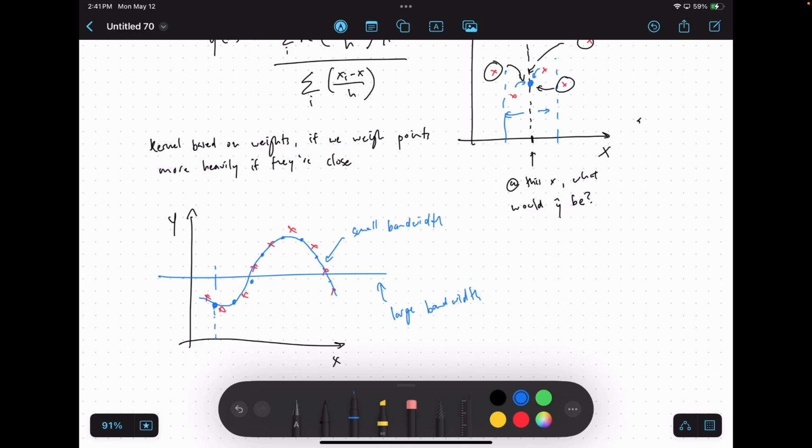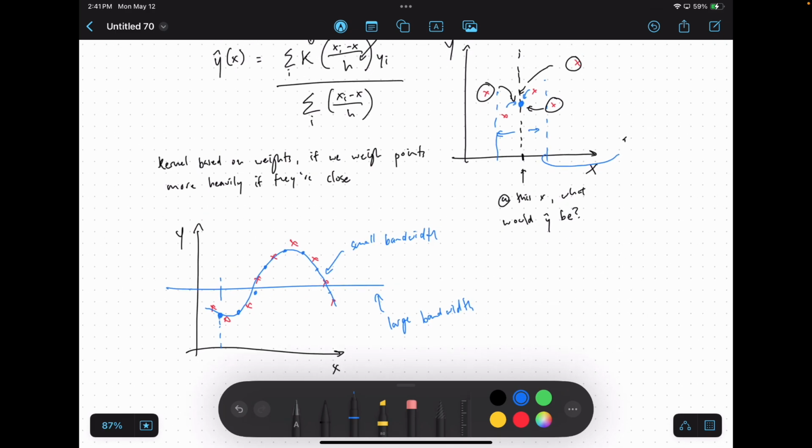And how might I choose my bandwidth? Based on the range of data, maybe. Cross-validation, yes. If you're not sure what the answer is, it's cross-validation. Okay.